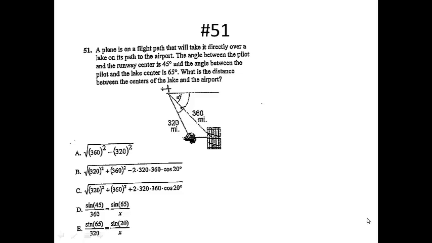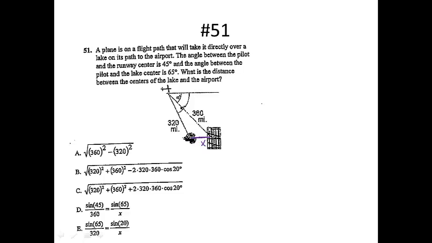51. A plane is on a flight path that will take it directly over a lake on its path to the airport. The angle between the pilot and the runway center is 45 degrees, and the angle between the pilot and the lake center is 65 degrees. What is the distance between the centers of the lake and the airport? So they are looking for this distance right here. So we're looking for x.